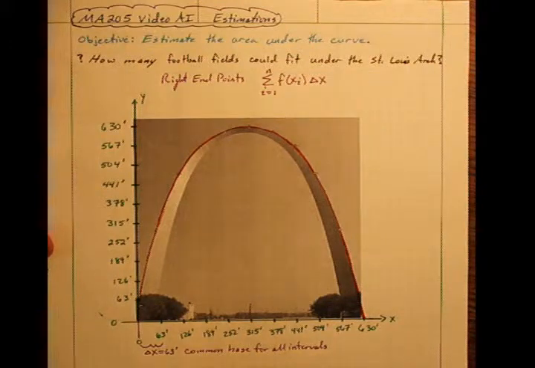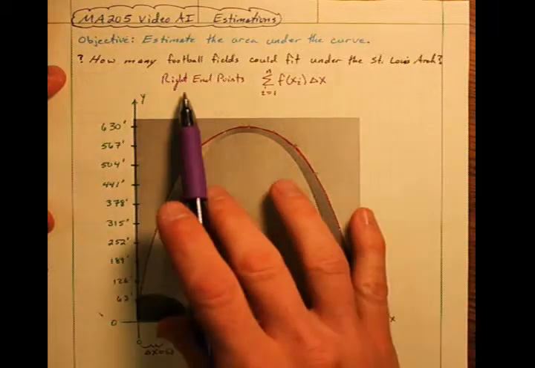Okay, this video session is on how to conduct an estimation. Our objective is estimating area under the curve, which is one of the fundamental ideas behind calculus. One of the fun questions, to add a real-life application, is how many football fields can you fit underneath the St. Louis Arch? The estimation technique I'm going to use today is the right endpoint formula.